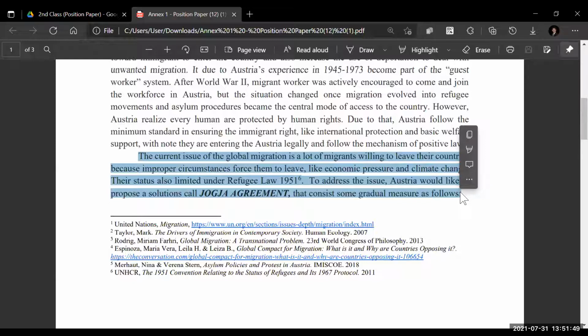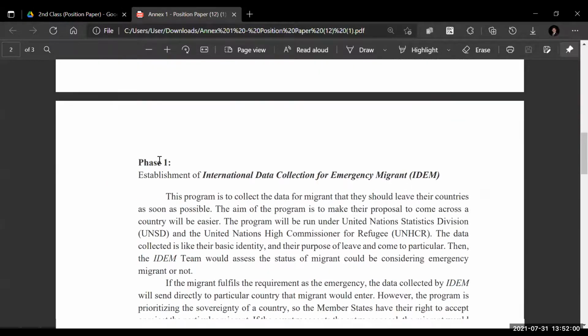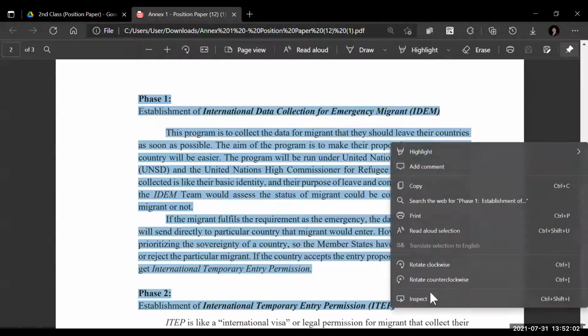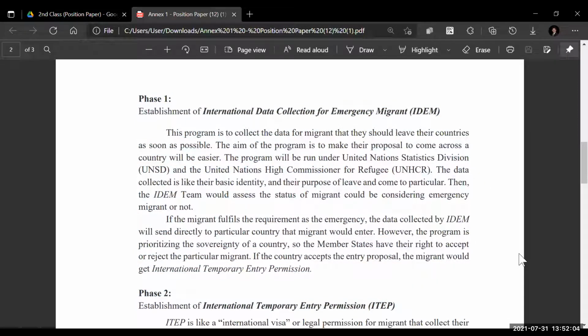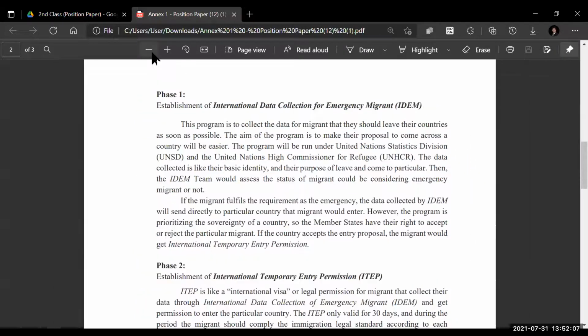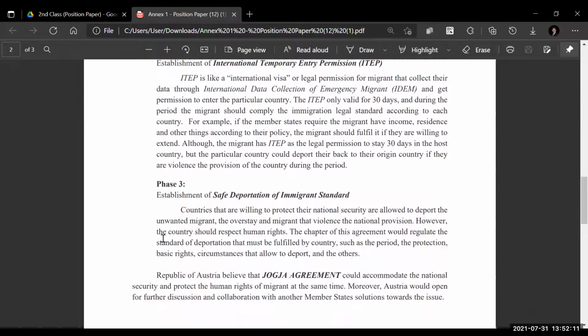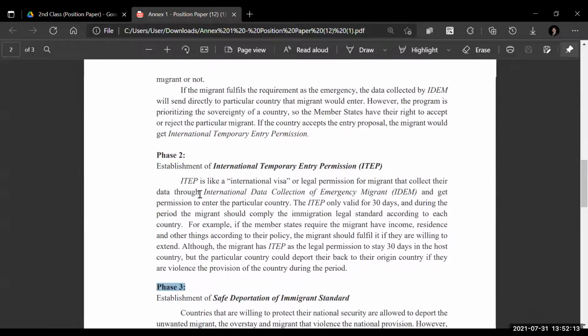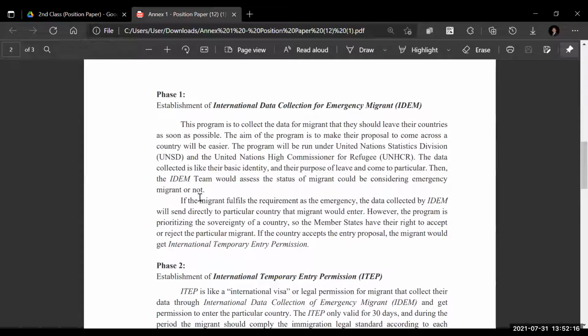If you are discussing migration, then what are the solutions to make sure that migration does not impose problems on countries? The answer to all of that, you put in the form of a comprehensive solution, like this one. In this case, Austria is dividing the solution into three phases: phase one, phase two, and phase three. It's not the Marvel Cinematic Universe, no, but these phases, it's what we call a solution.